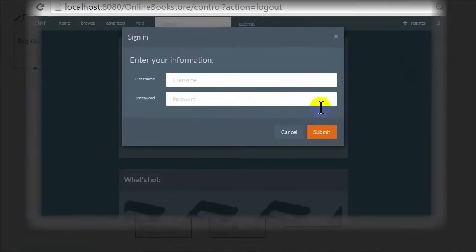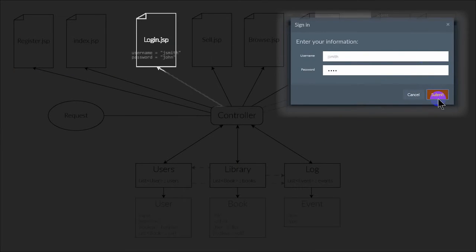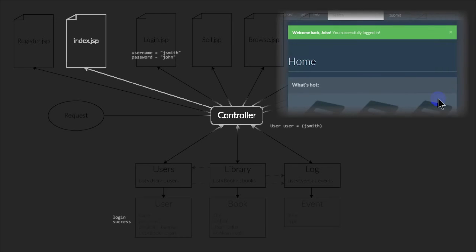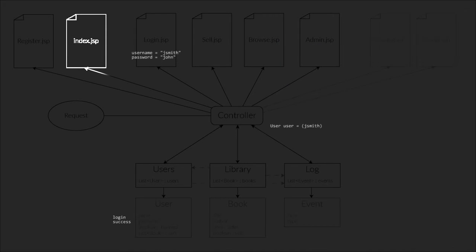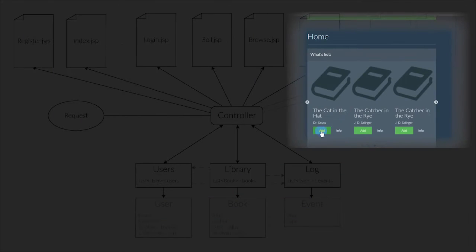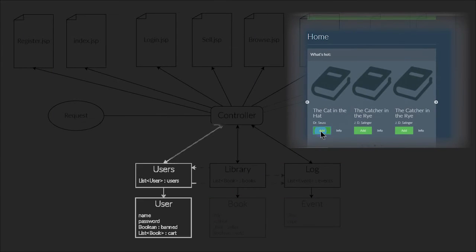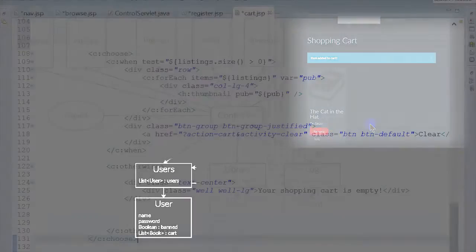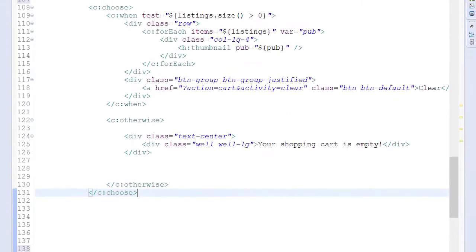Now we may log in. This action simply retrieves a user bean, to which our user variable is then assigned. Now that we're logged in, we can add a book to our cart. The cart object in our user record is first updated with the new listing, and then is given to cart.jsp, which renders the listings within our cart.